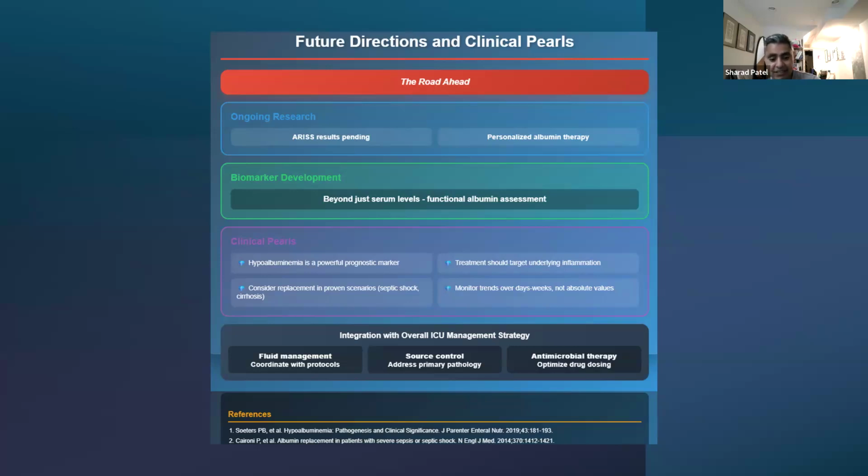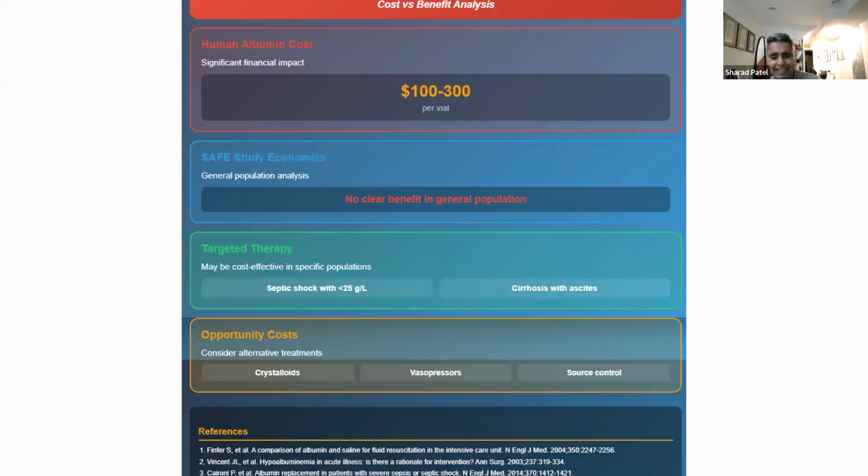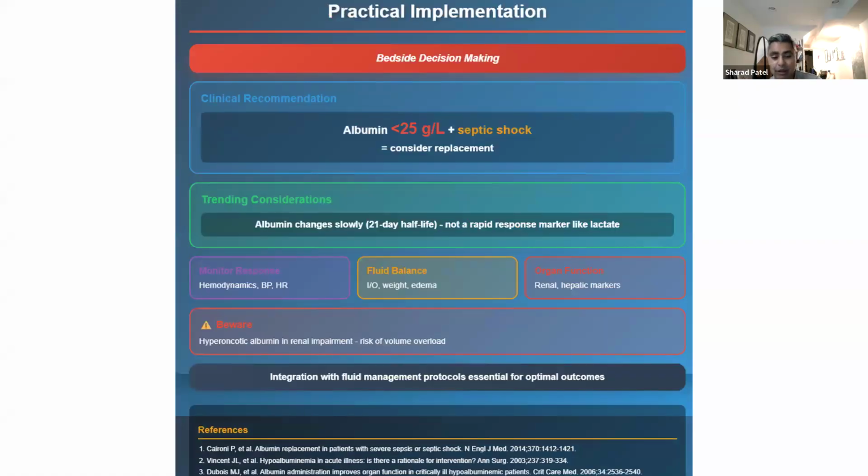Source control is the main goal for any patient with sepsis, but this is a good additional treatment consideration. And then antimicrobial therapy. The pharmacists are going to need to be more involved in patients who are severely hypoalbuminemic for drug level monitoring. And that is it. Sorry, this was a little bit of a shorter presentation, but the literature is still lacking on this topic. So I'll open it up for questions and discussion.